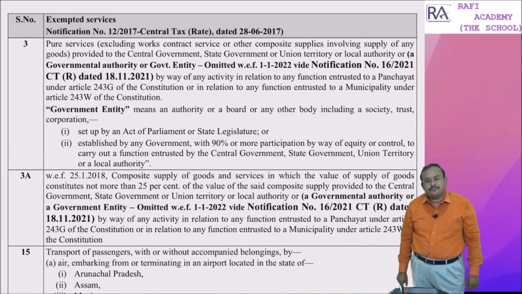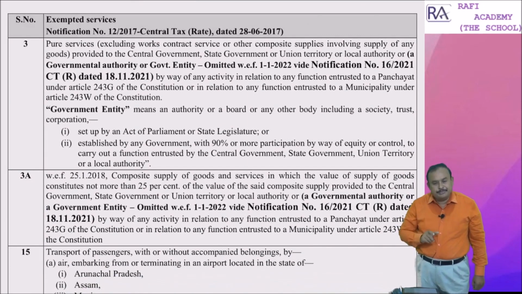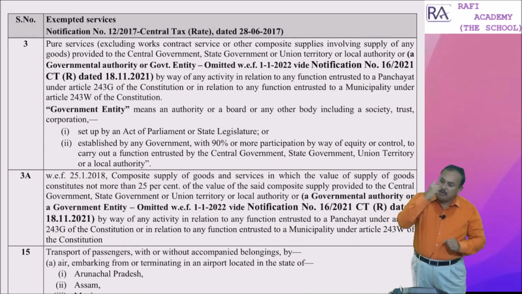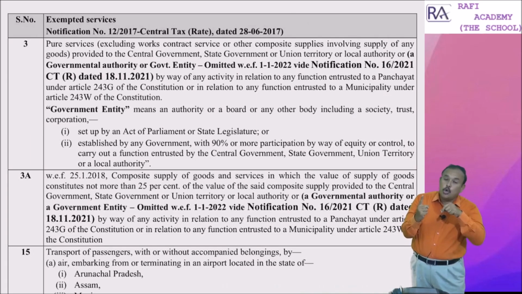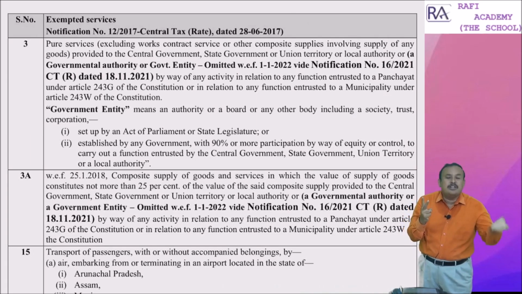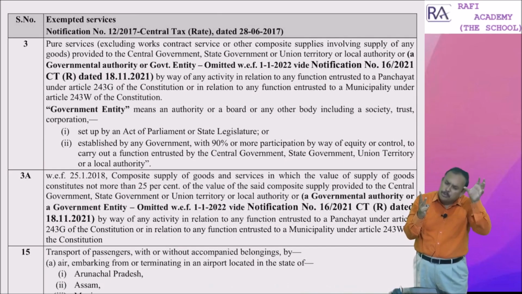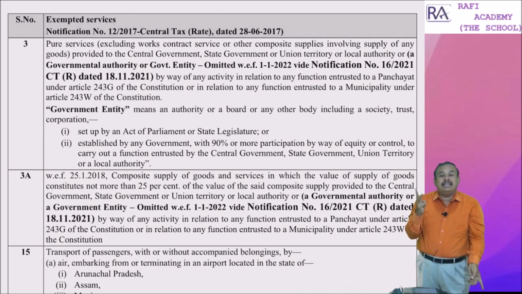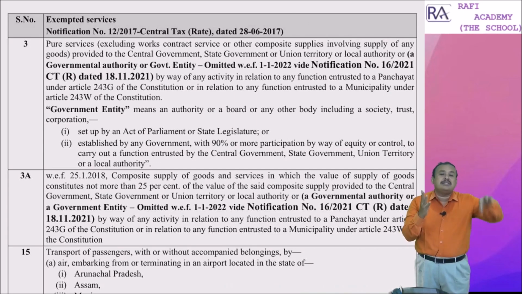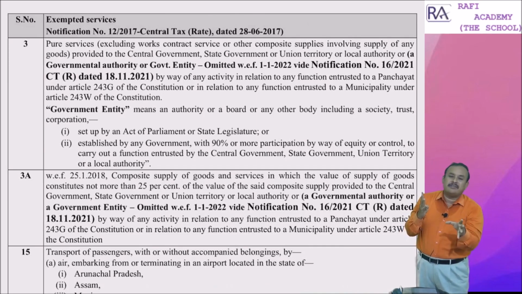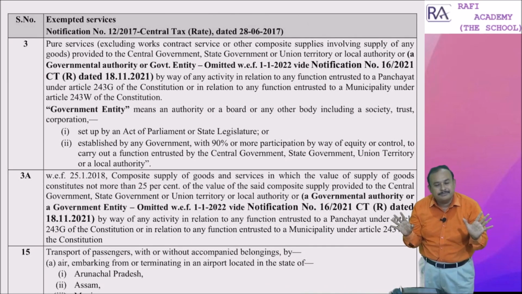As you are aware, pure services supplied by any person to the government, which includes central, state, union territory, or any person providing pure services to a local authority, or a governmental authority, or a government entity. If those services are covered under Article 243G or Article 243W of the Constitution of India, then those services are absolutely exempted.